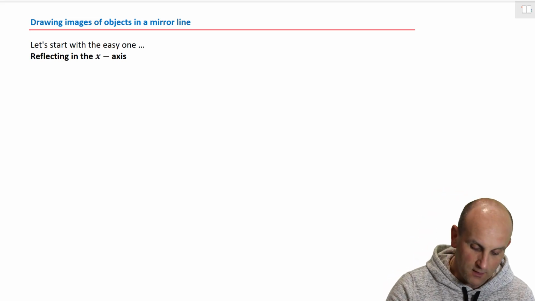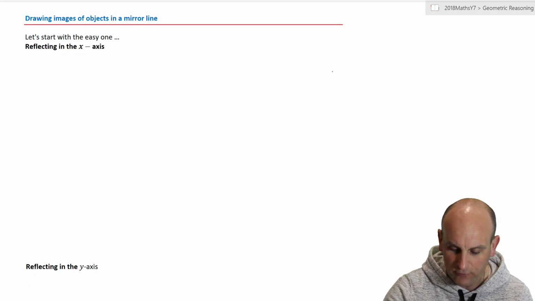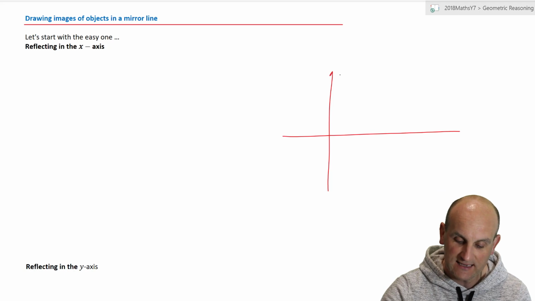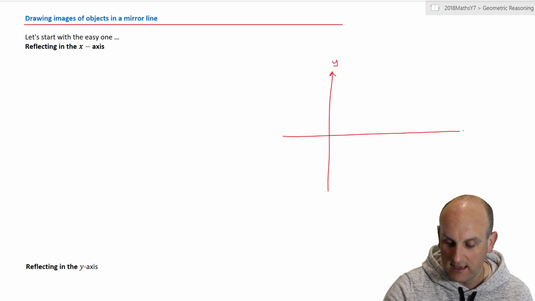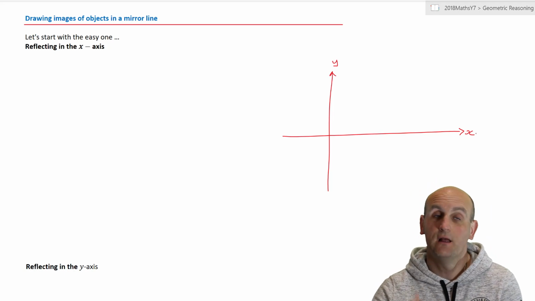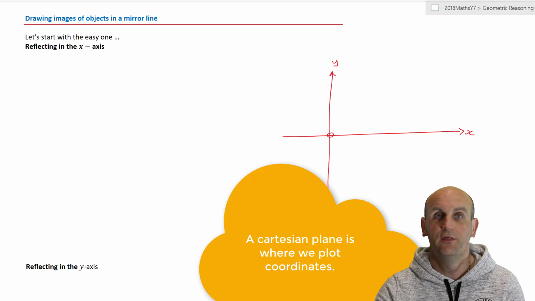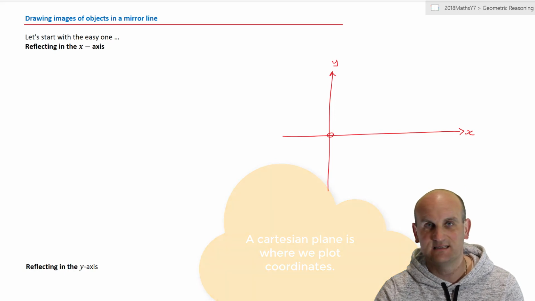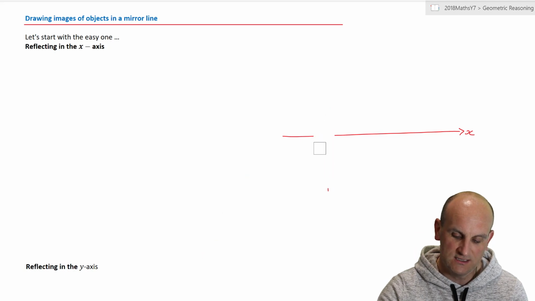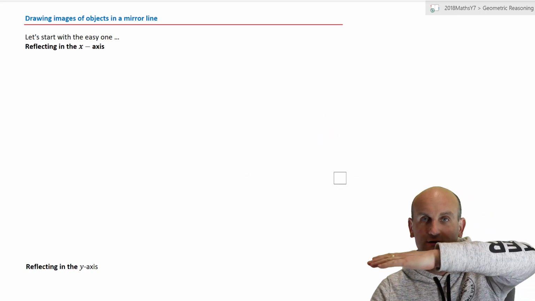Now the first thing is, I'm going to say here something called reflecting in the x-axis. Now I'm going to draw a diagram over here, and these are a set of scales, otherwise known as axes. So here is y and here is x. And if you don't know what a Cartesian plane is, then there is a video coming on that as well. But long story short, we can use these lines, these axes, to reflect in. Now, I'm probably not going to use this at this moment in time. All I'm going to tell you is the x-axis is a horizontal line.